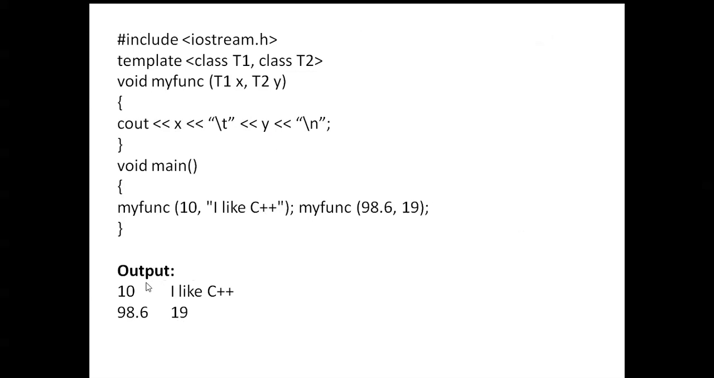Output: here you can see 10 and "I like C++". Both are interchanged. Here also 98.6 and 90 are not changed, they are printed the same as written in myfunction. Those values are printed as is.